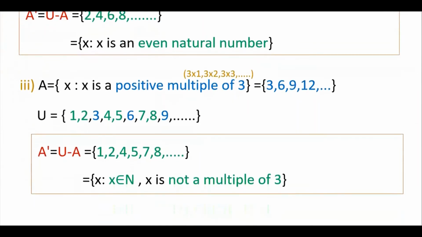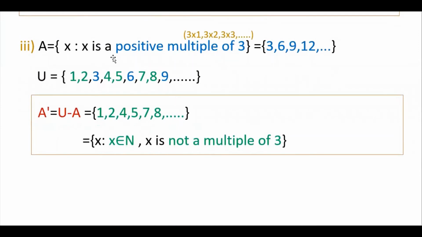And the third one: x such that x is a positive multiple of 3. So it is a positive number as well as a multiple of 3. Multiples of 3 are 3 into 1, 3 into 2, 3 into 3, etc. These are called multiples of 3. So those are 3, 6, 9, 12, etc.